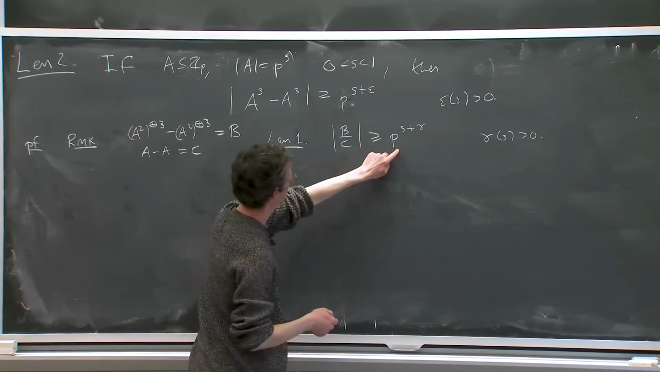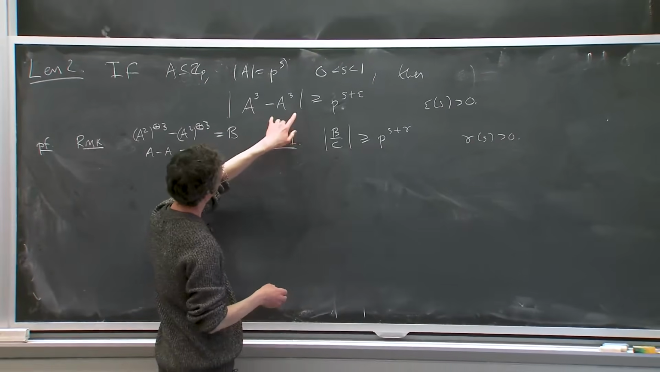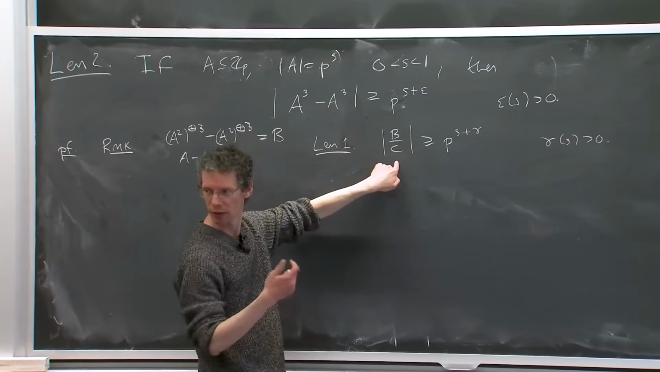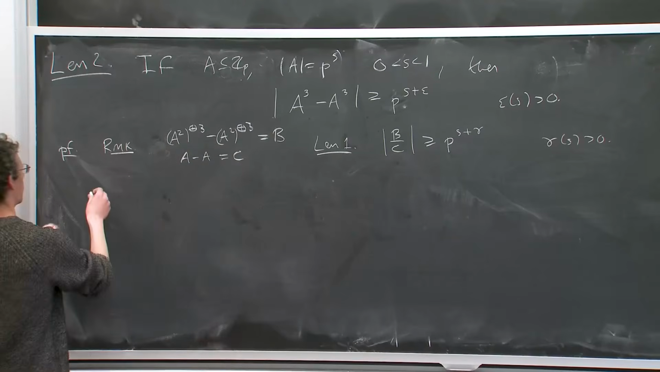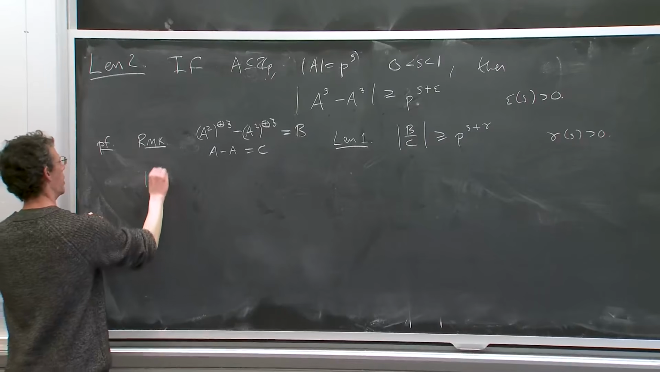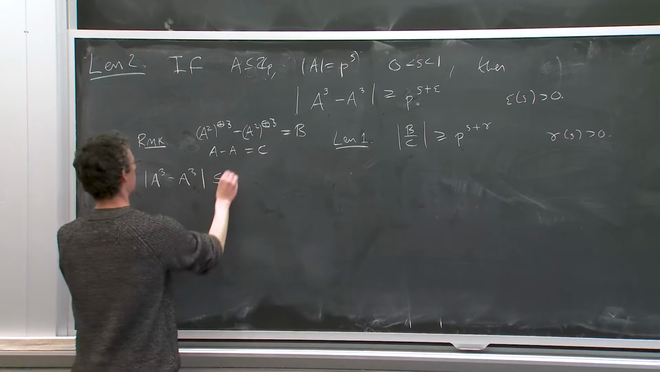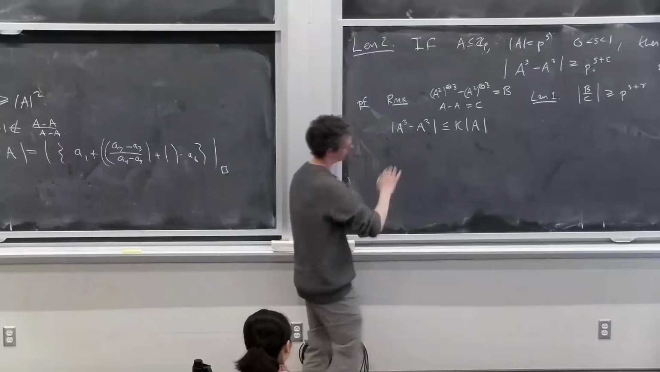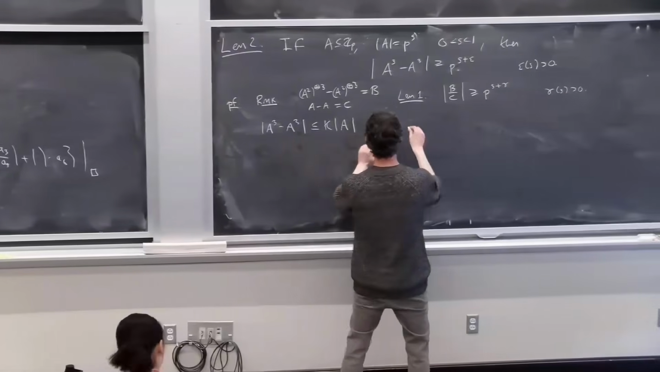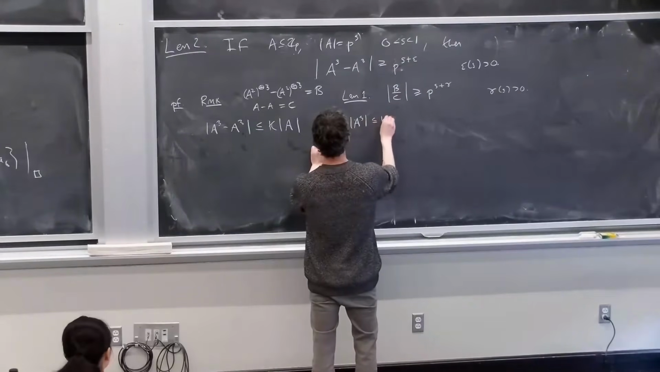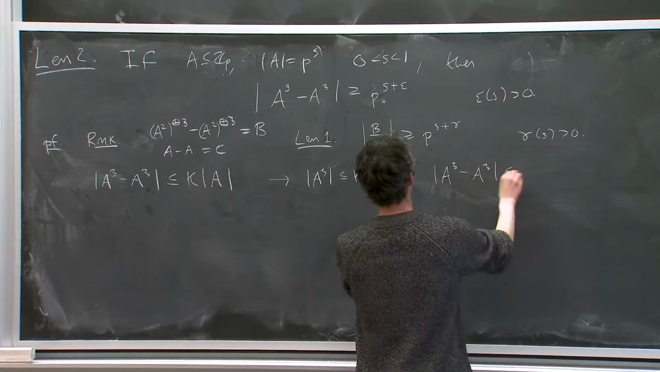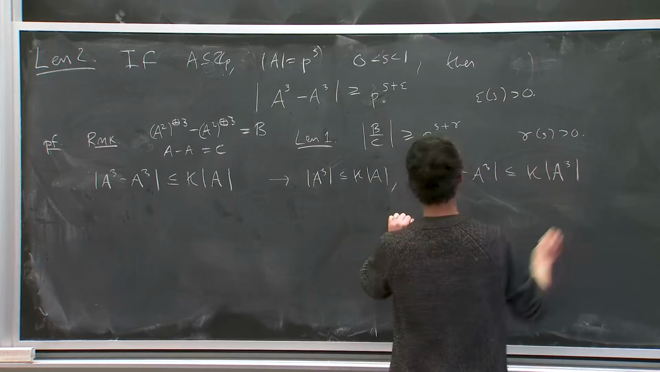OK. So this guy is actually pretty big. If we suppose that this is small, then more and more things will be small, and eventually this will be small and we'll have a contradiction. OK, so we'll do a proof by contradiction. Let me say |A^3 - A^3| is less than K times |A|, and we're going to try to prove that K is big. This has a couple of easy corollaries. One is that |A^3| itself is bounded by K|A|. Another is that |A^3 - A^3| is bounded by K|A^3|.